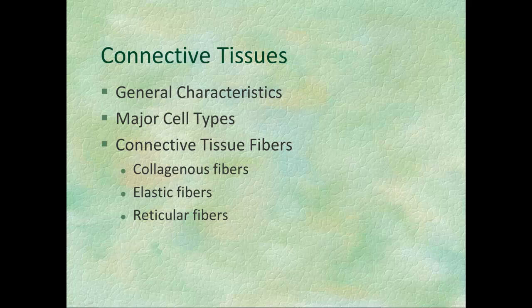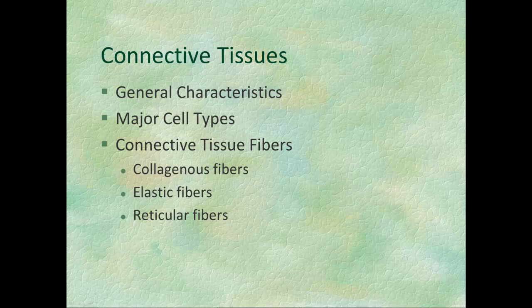So let's look at the different types of connective tissue fibers that are found within connective tissues. Connective tissues are typically going to have one or more of these different types of fibers. The three different types of connective tissue fibers are collagenous fibers, elastic fibers, and reticular fibers. And these have different proteins that make them up. In some cases, those differences in the proteins give these fibers different physical properties. And the presence of the fibers then gives the overall connective tissue different physical properties.